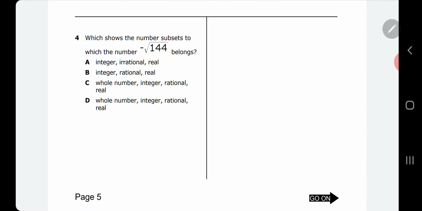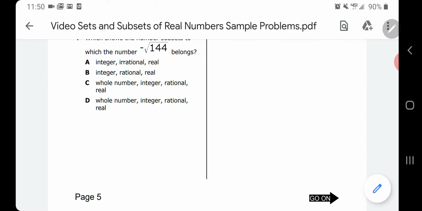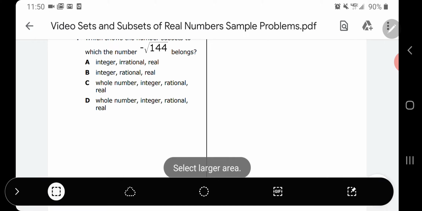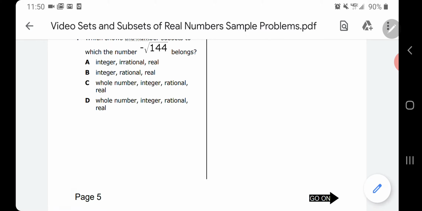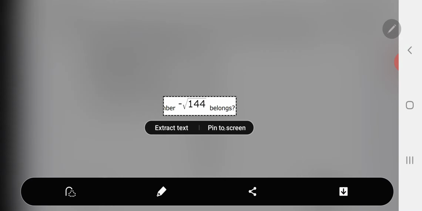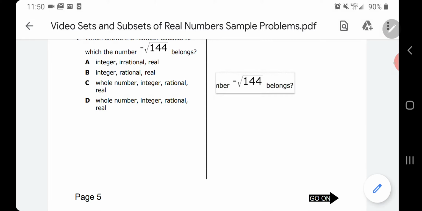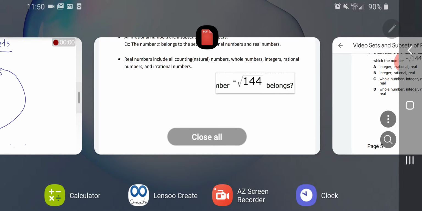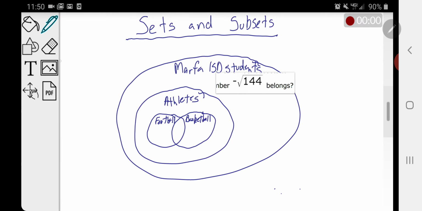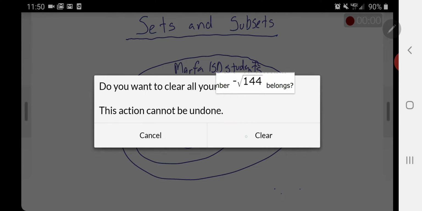Alrighty. Well, let me get this one real quick. Just looking at this and showing y'all what this is. This number right here, just so you can see.